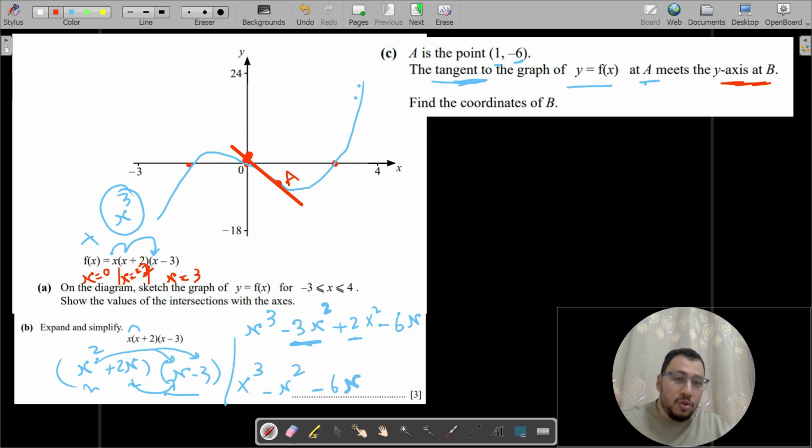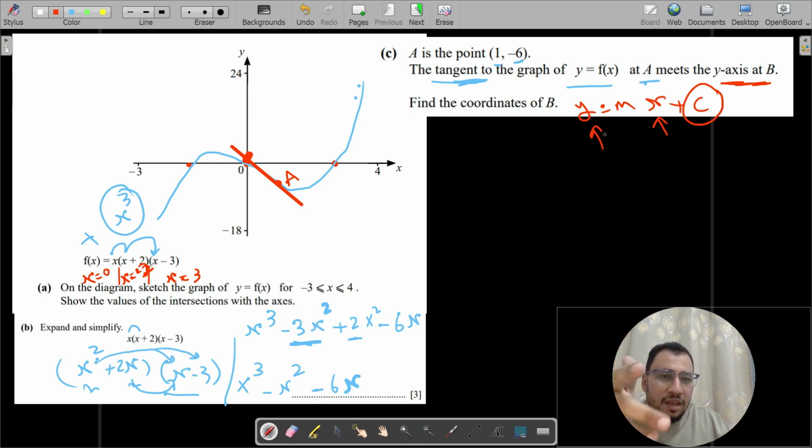To do that, you have to know that any tangent is a straight line, so any equation of a straight line is y equals mx plus c. Your job here is to get the value of c. What about x and y? x and y actually are given to you in the point here. This is x and this is y. What is left for us to find?